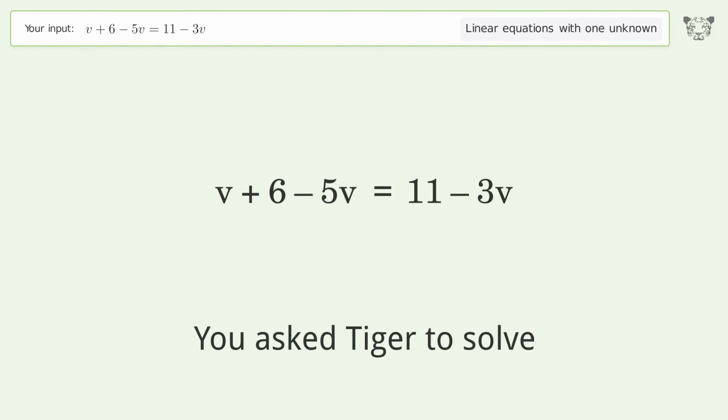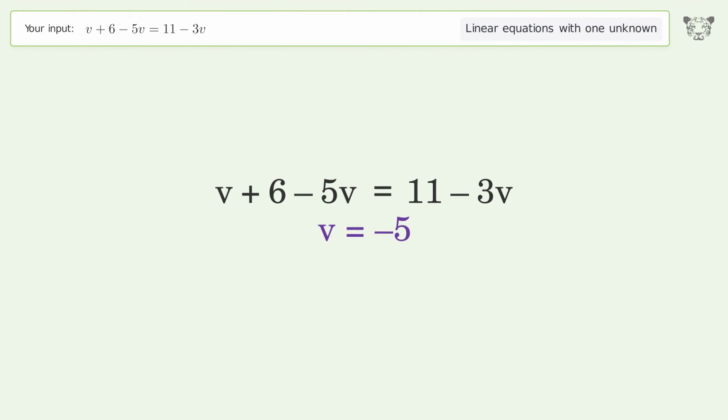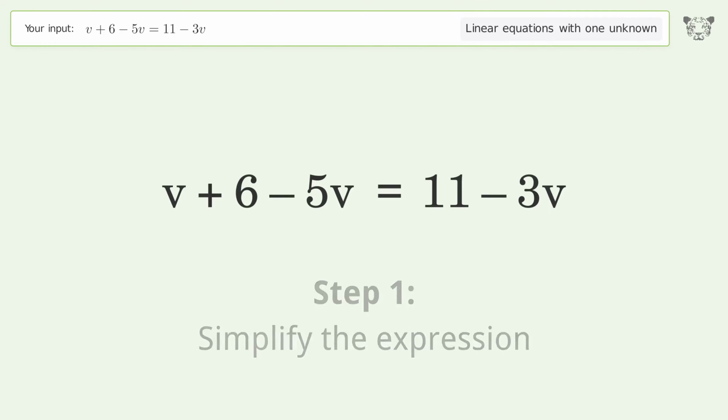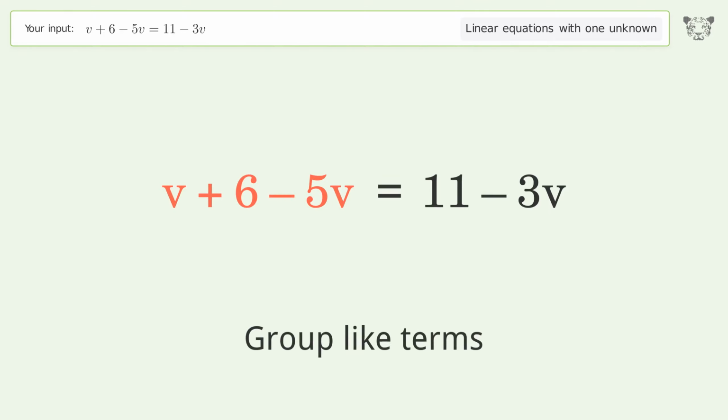You ask Tiger to solve. This deals with linear equations with one unknown. The final result is v equals -5. Let's solve it step by step. Simplify the expression. Group like terms.